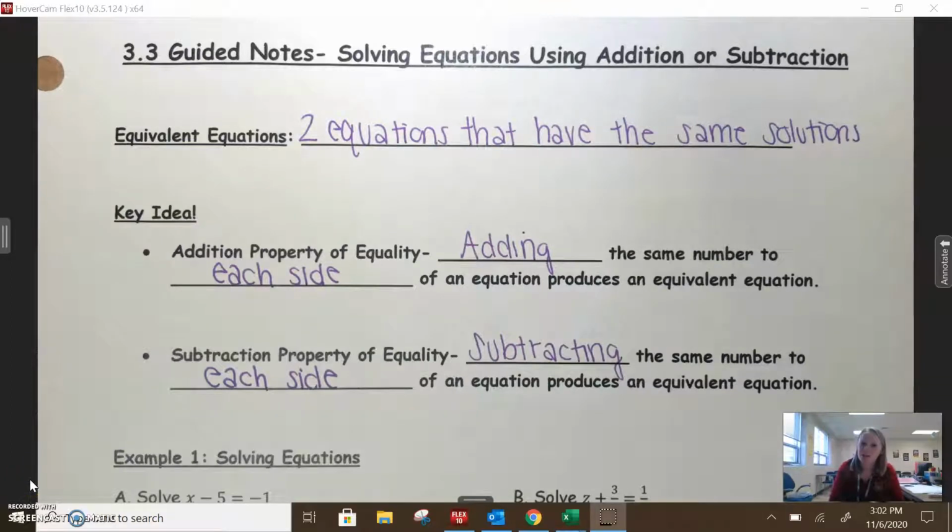Everyone, it's Miss Ostrich here. Today we're going to be learning how to solve one-step equations with addition and subtraction.